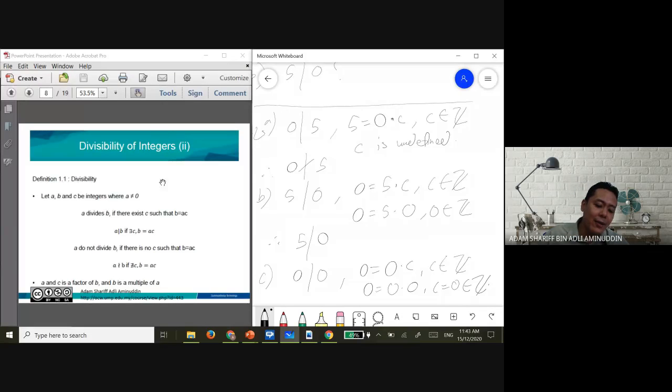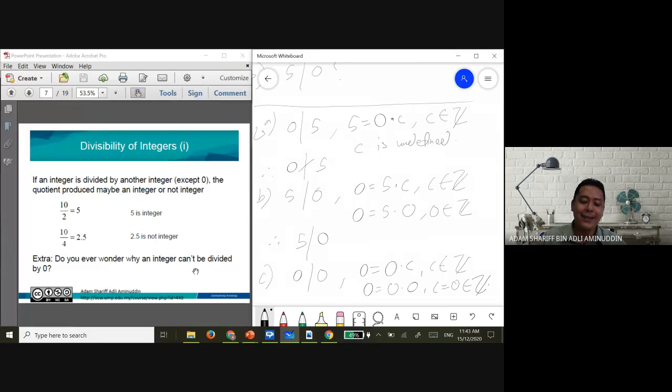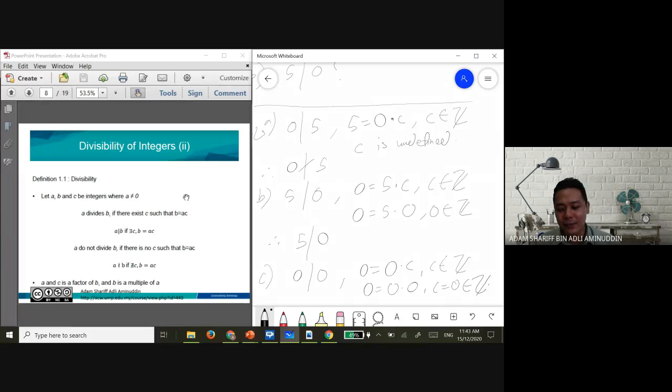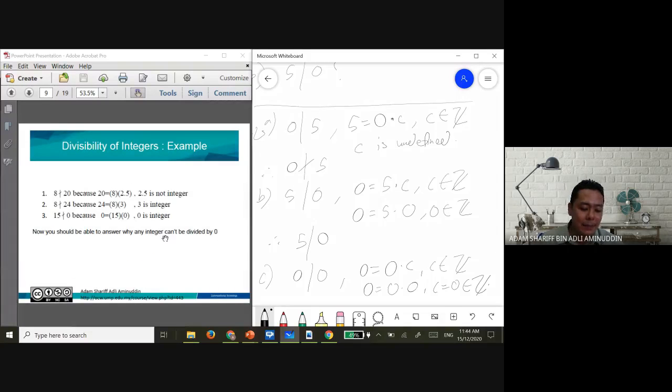Alright, so that already answers it. I cannot say C is an integer either, because it is undefined. We cannot know the factors of 0. The 0 is not a factor. Okay, this is just an explanation.